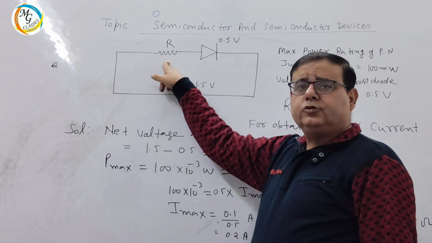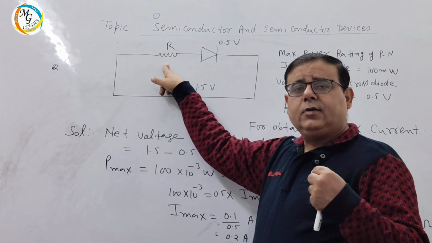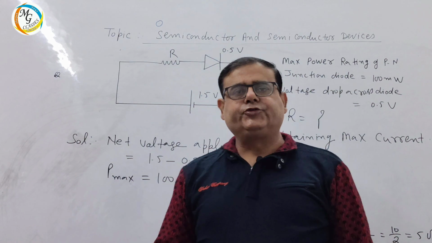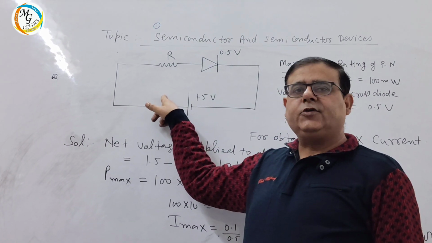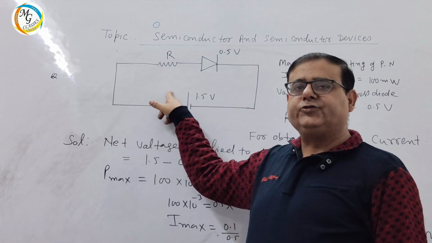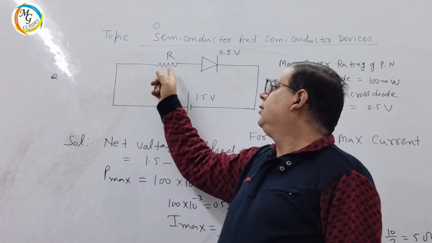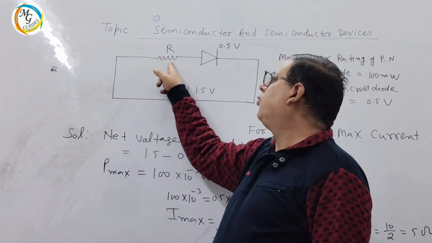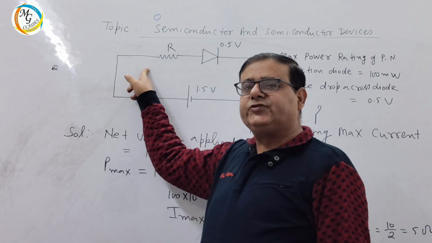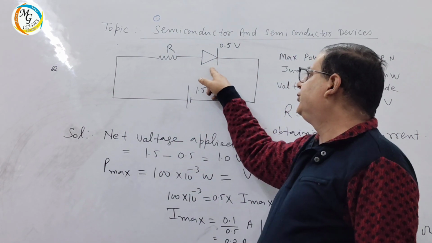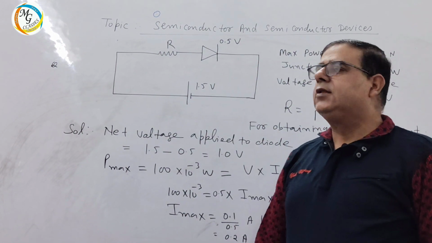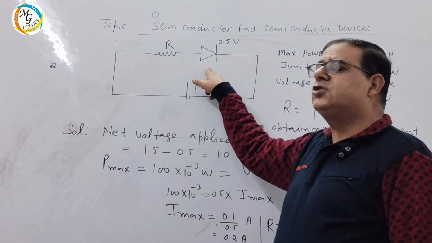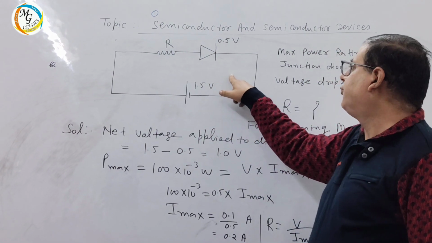Resistor R whose value is unknown. So student, this is the next question in which a circuit diagram is given. As you can see, in the given problem, we need to determine the value of this unknown resistor which is connected in series across this p-n junction diode.